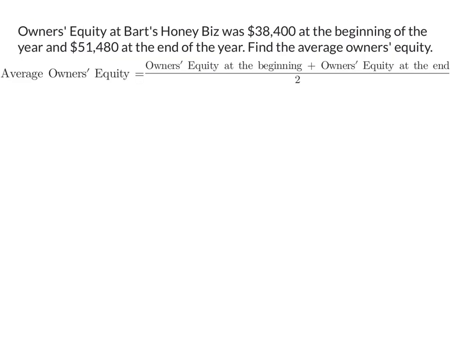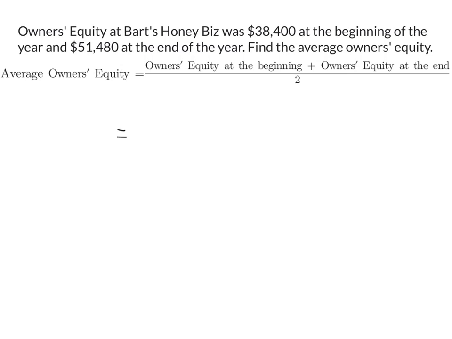Owner's equity at Bart's Honey Biz was $38,400 at the beginning of the year and $51,480 at the end of the year. Find the average owner's equity. The average owner's equity is found by taking the owner's equity at the beginning of the year, adding it to the owner's equity at the end of the year, and then dividing by 2.